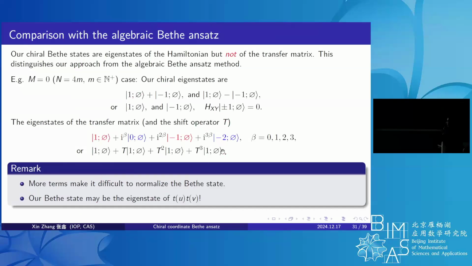And as far as I know, there's still a difficulty to normalize the basis state given by the algebraic Bethe ansatz. Another thing, for some simple cases, we checked that our basis states are not eigenstates of the transfer matrix, but they are eigenstates of T(U) times T(V).